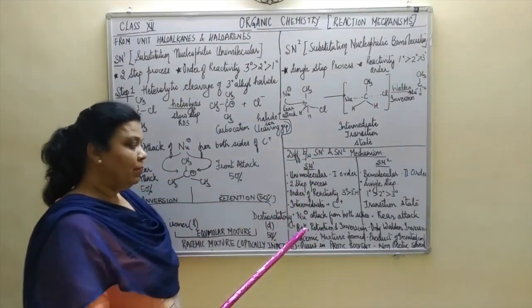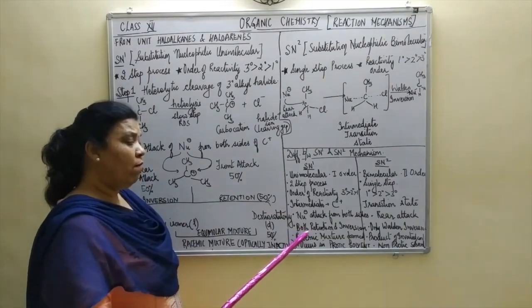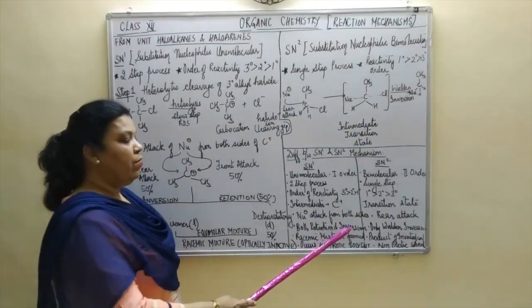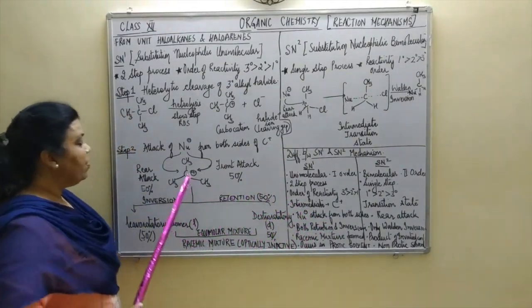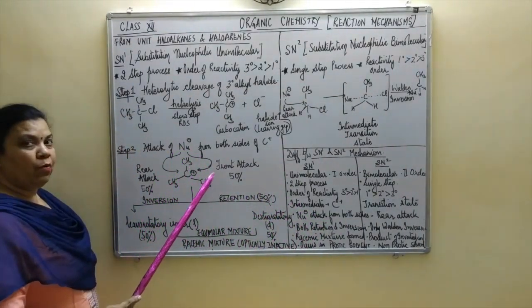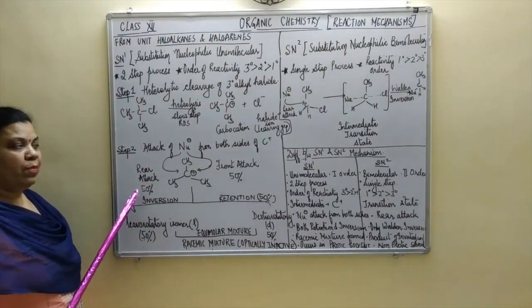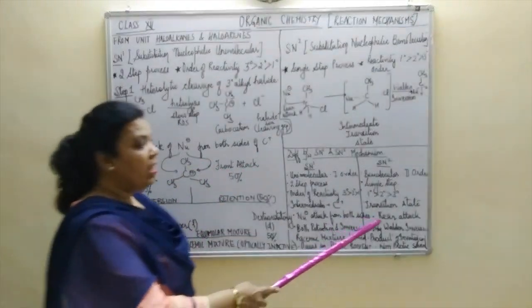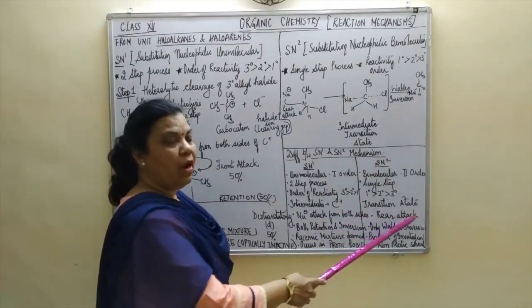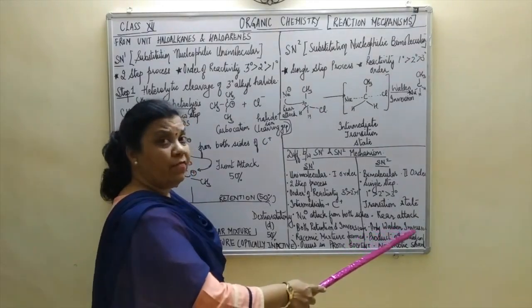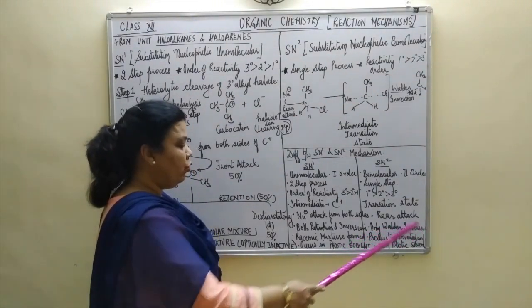Next, let us see the process involved. In case of SN1, both retention and inversion are involved, on account of 50% possibility of the incoming nucleophile to attack from the front side and 50% to attack from the back side. But in case of SN2, only rear attack is possible, and Walden's inversion occurs in case of SN2.